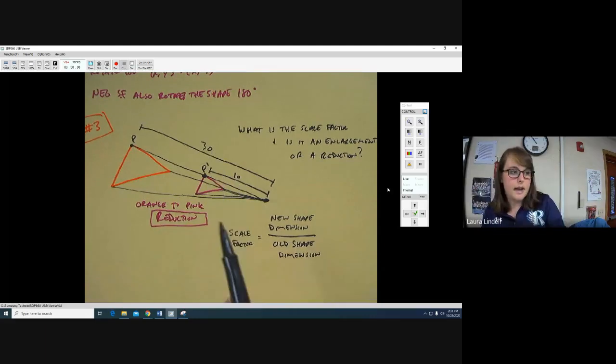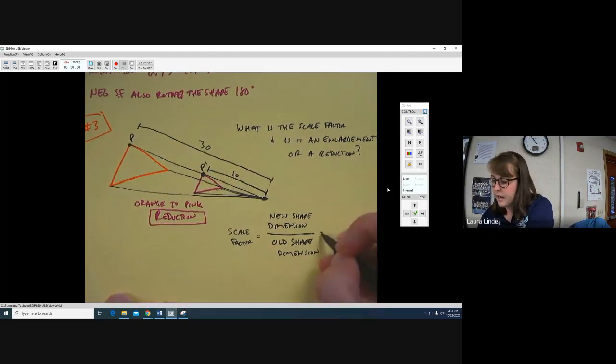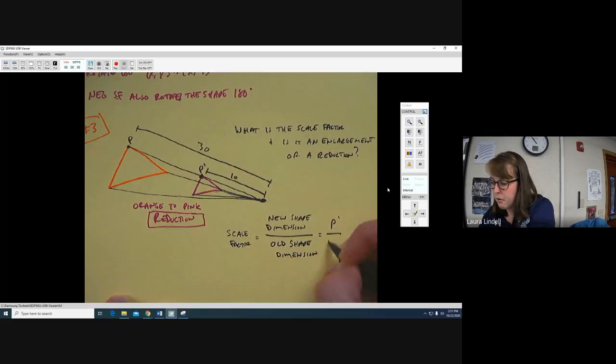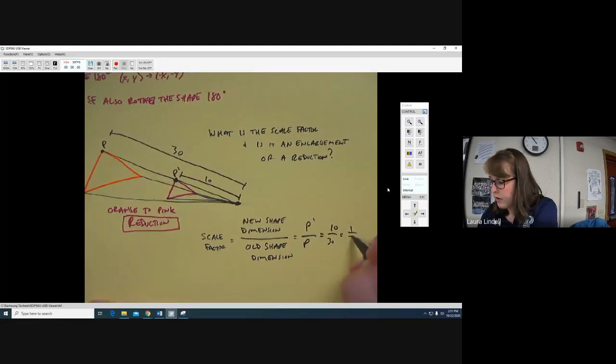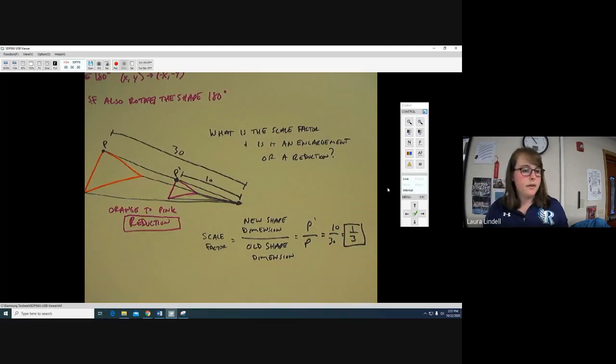So like 30 and 10. So in this case, it would be P prime over P, that sort of idea. So it would be 10 over 30, which if I reduce that, we get 1/3. And that would be my scale factor. So the information we'd be interested in here is the scale factor and the fact that it's a reduction. Yes, making it smaller in size in this case, Sam. Nice.